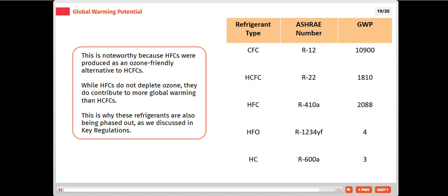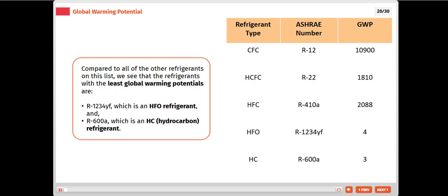Compared to all of the other refrigerants on this list, we see that the refrigerants with the least global warming potentials are R1234yf, which is an HFO refrigerant, and R600a, which is an HC, hydrocarbon, refrigerant.